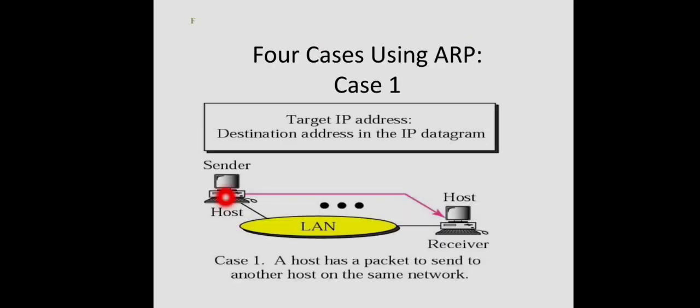So you can see here the sender is a host and the receiver is also another host in the same LAN. In that case, we have to find the MAC address of this machine using ARP.